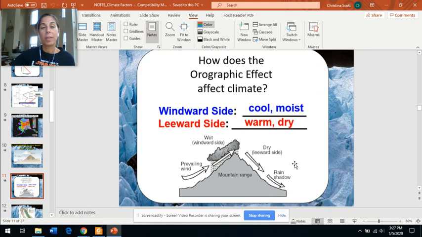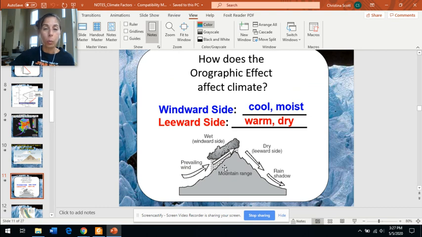So your windward side, this is called the windward side because it's facing the wind. And if you're flying over these mountains, you can even see the amount of vegetation. You can identify which is the windward side compared to the leeward side. So the windward side is going to be cool and moist, whereas your leeward side will be warm and dry.